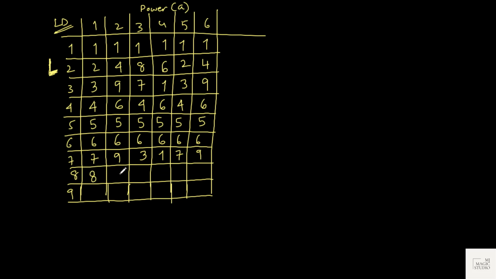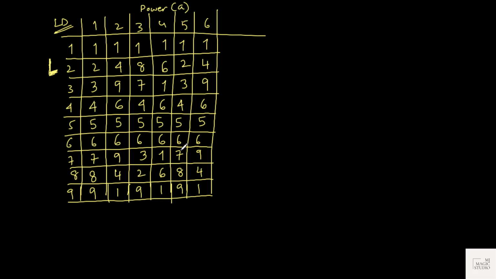For 8: 8, 8 into 8 is 64, 4, 4 into 8 is 32, 2, 2 into 8 is 16, 6, 6 into 8 is 48, 8, and 8 into 8 gives 4 again. For 9: 9, 9 into 9 gives 81, 1, and then 9 and 1. Now, this is the last digit table.